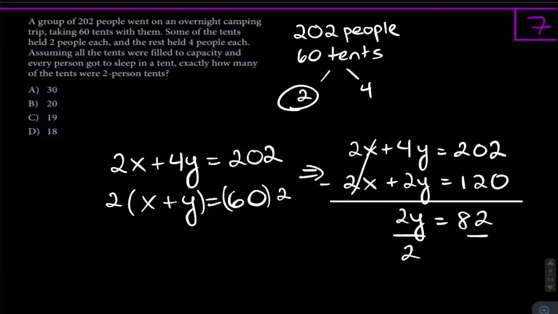And so dividing by 2 on both sides, you can see that the amount of 4-person tents we have is 41.